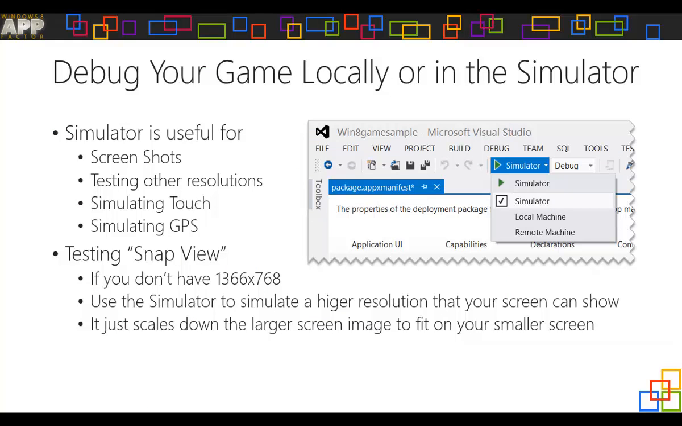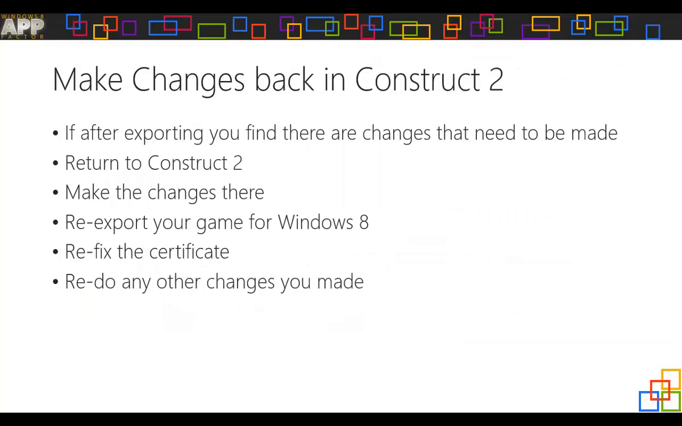And then finally, you can debug your game. You can do it either locally or in the simulator. The simulator is great because it lets you simulate touch and rotation and that kind of stuff as well. It's also a great way to test snap view if your current machine doesn't support 1366 by 768 resolution at a minimum.